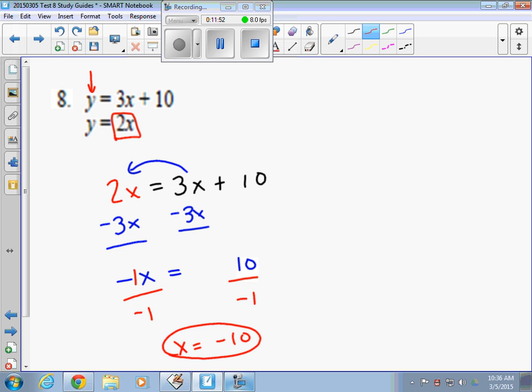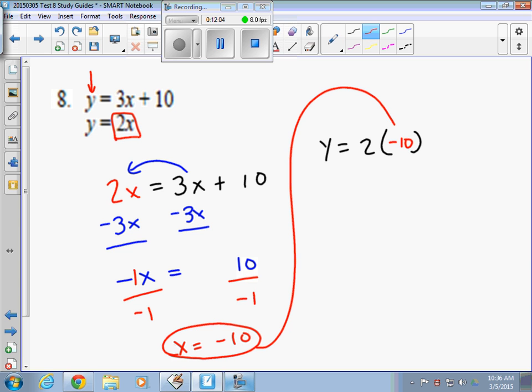So you have x's value, plug it back in. 2x is easier than 3x plus 10. So y equals 2 times x, or 2 times our new value for x, which is -10. So sub it back in there. 2 times -10. Opposite signs, a positive times a negative is a negative. 2 times 10 is 20.